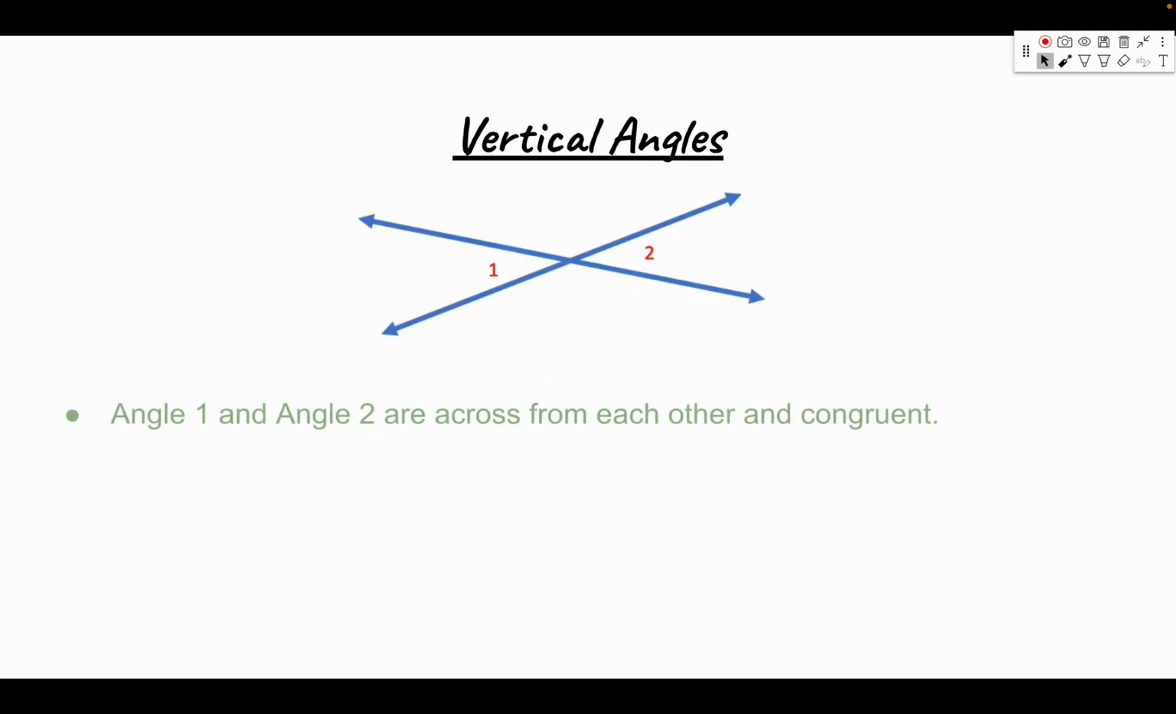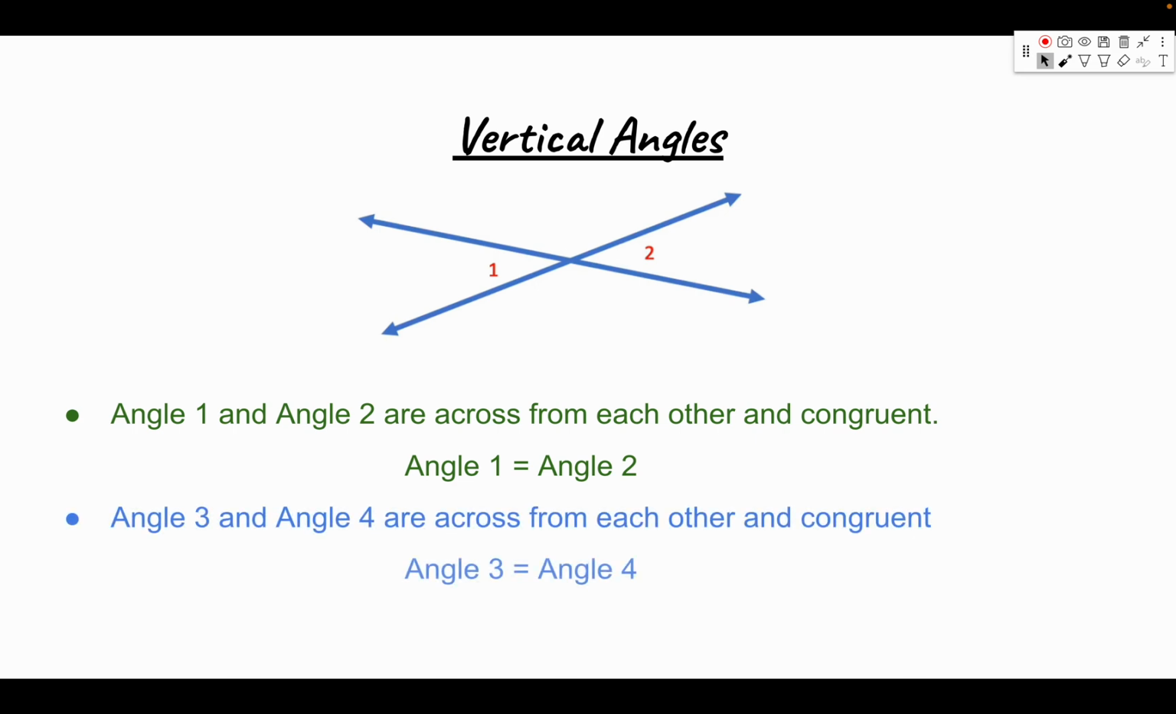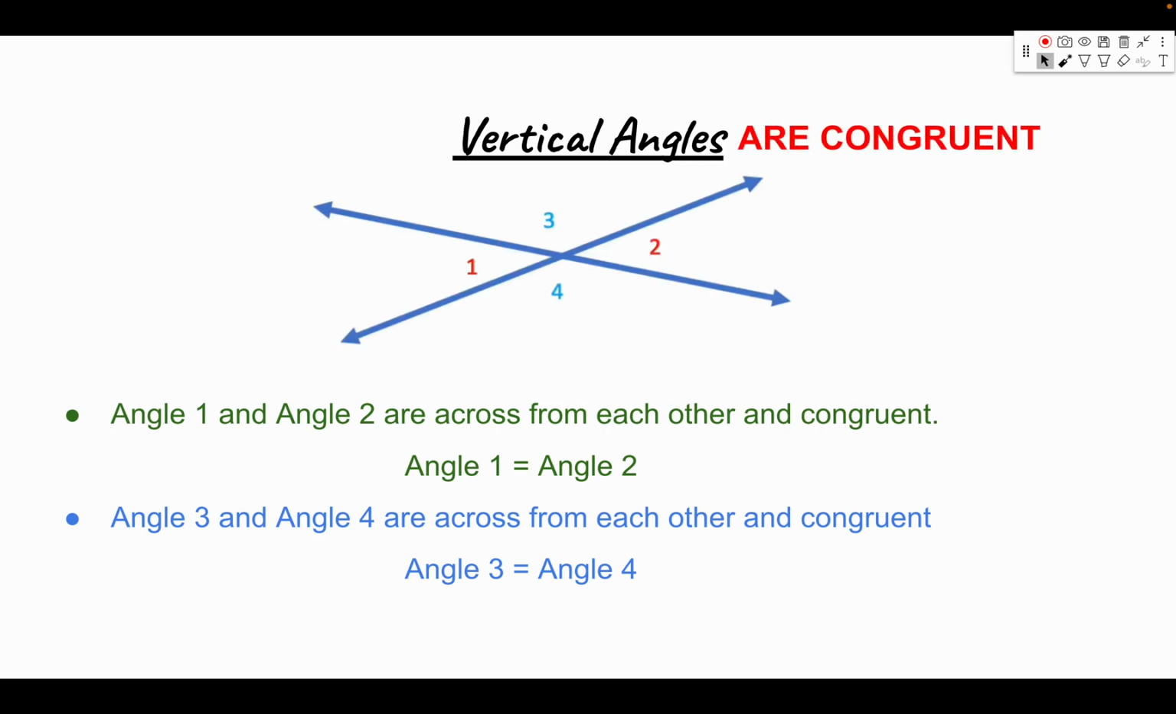Vertical angles are angles that are across from each other. They are also considered congruent. So the measure of angle 1 is equal to the measure of angle 2. In another diagram, you'll see angle 3 and angle 4 pop up, where angle 3 and angle 4 are across from each other, and they are also congruent.